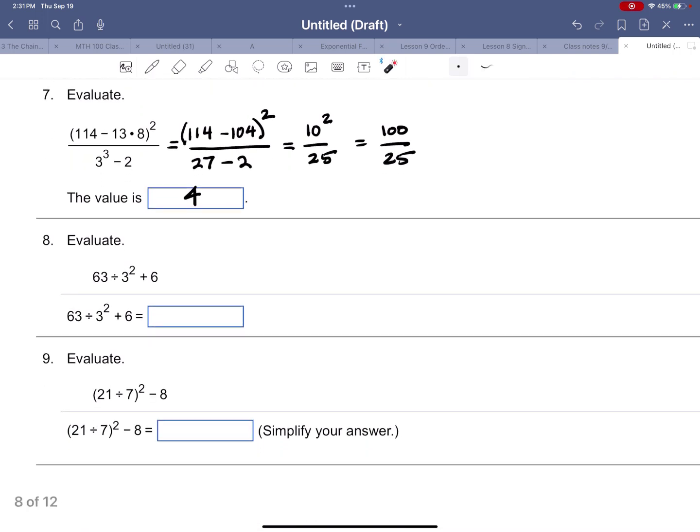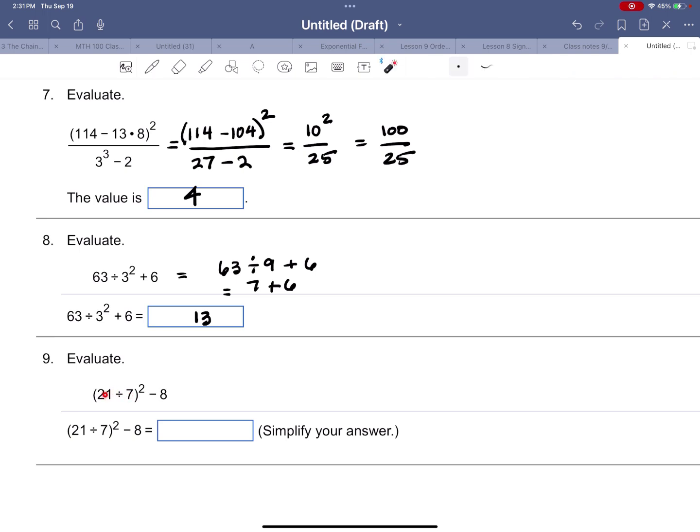Number 8. We have a division, an exponent, and an addition. According to our order, exponents will come first, then division, then addition. So that's going to give us 63 divided by 9, because 3 squared is 9. Add 6. We must divide first. 7 plus 6. Our final answer is 13.